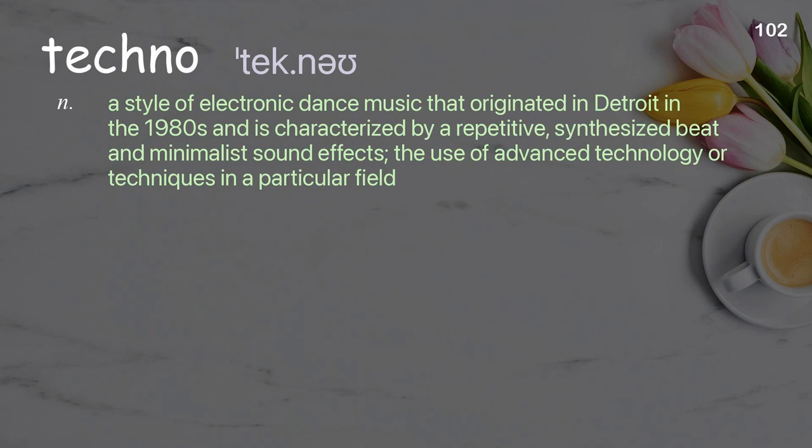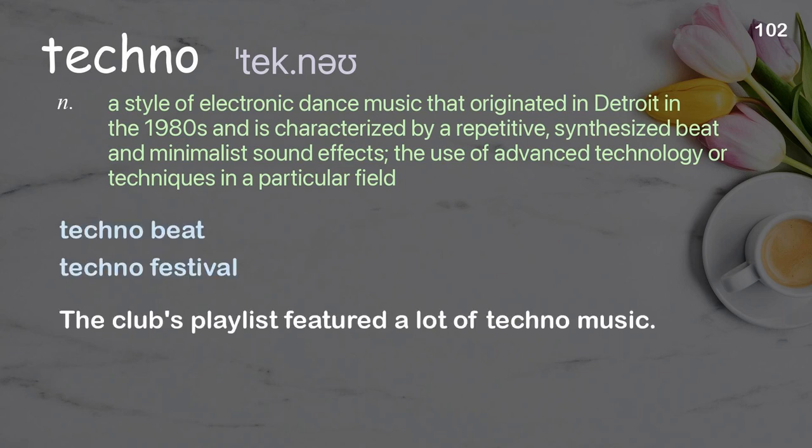Techno. A style of electronic dance music that originated in Detroit in the 1980s and is characterized by a repetitive, synthesized beat and minimalist sound effects; the use of advanced technology or techniques in a particular field. Examples: techno beat, techno festival. The club's playlist featured a lot of techno music.